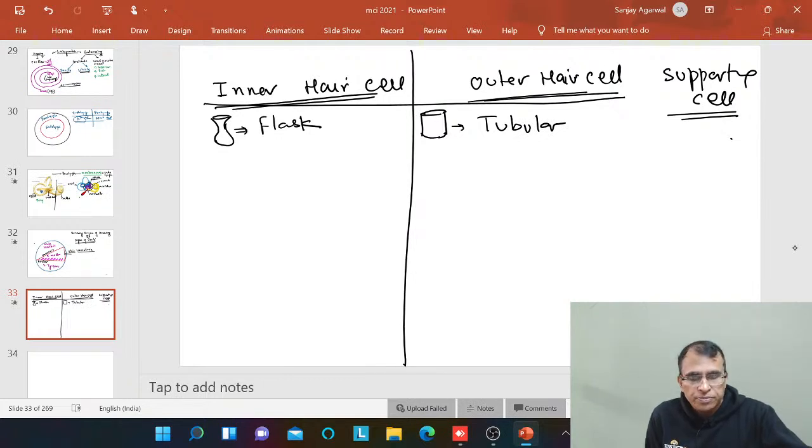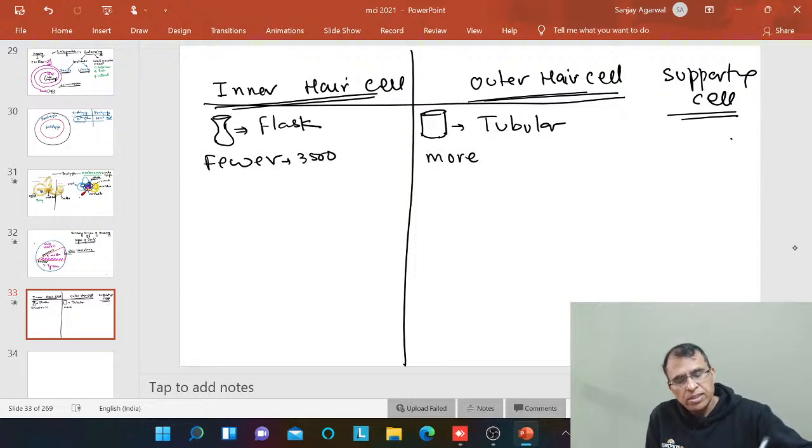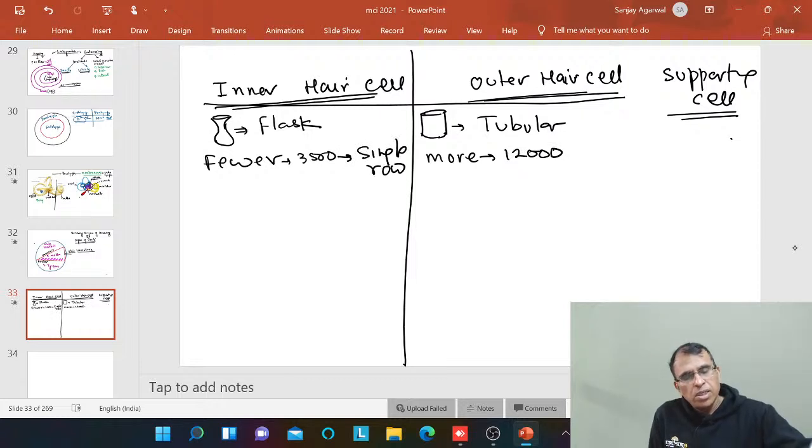So, the shape is different. Which are more in number? Which are less in number? Inner are fewer in number, outer are more. Inner are 3500, outer are 12,000. That's why inner can be fitted in one single row, outer needs multiple rows to fit.